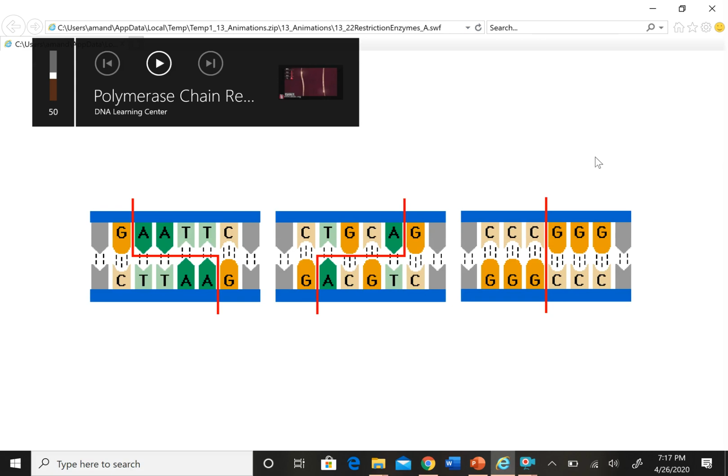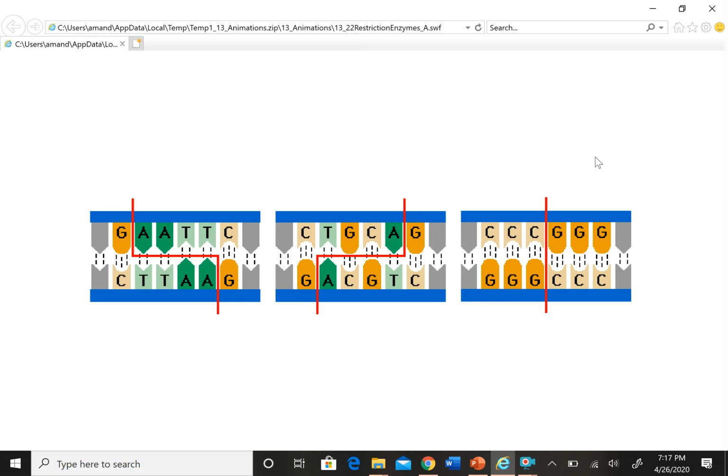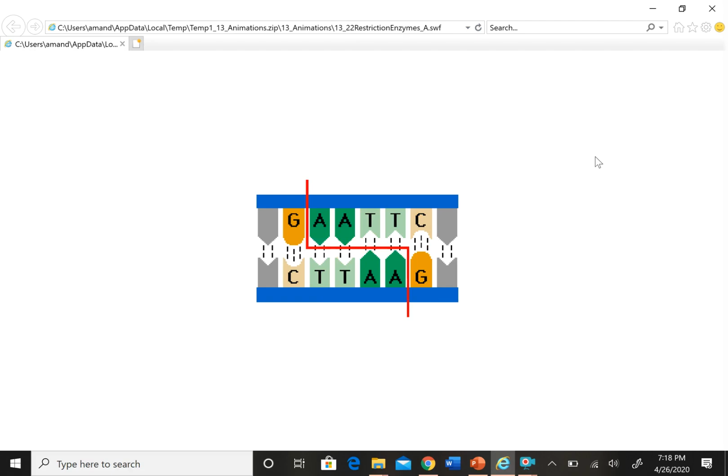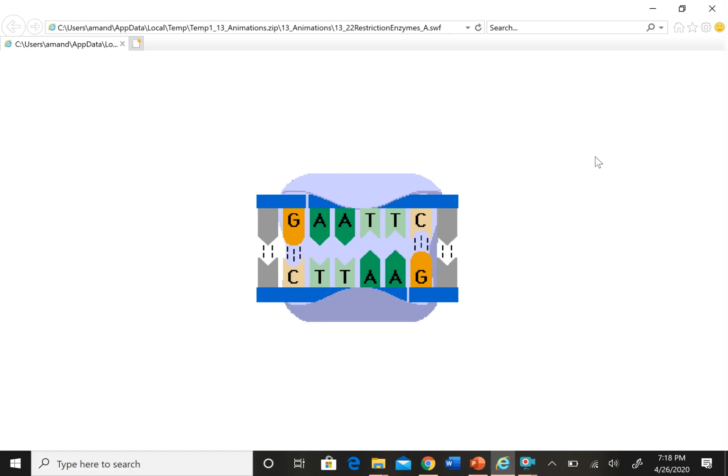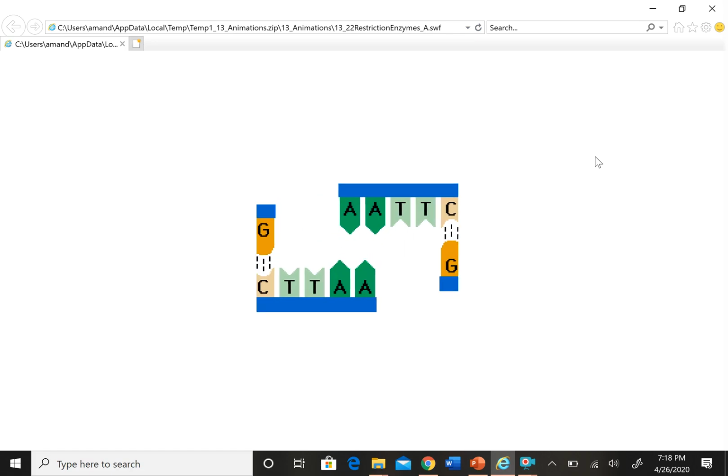Restriction enzymes are enzymes isolated from bacteria that recognize specific sequences in DNA and then cut the DNA to produce fragments called restriction fragments. Different restriction enzymes recognize and cut different sequences of DNA. This restriction enzyme recognizes the DNA sequence GAATTC. It cuts the DNA strands between the bases A and G. The resulting single-stranded sticky ends have the base sequence AATT.